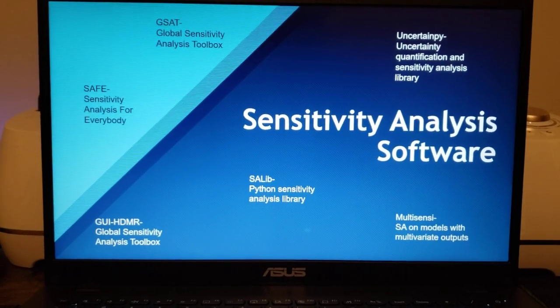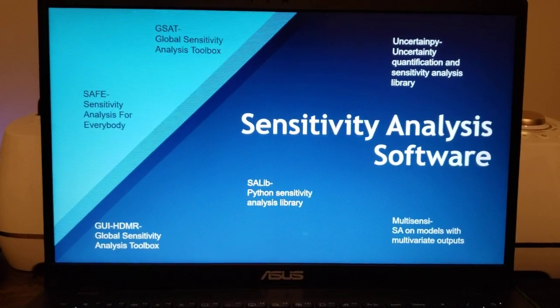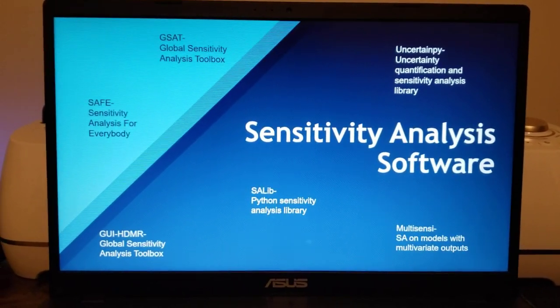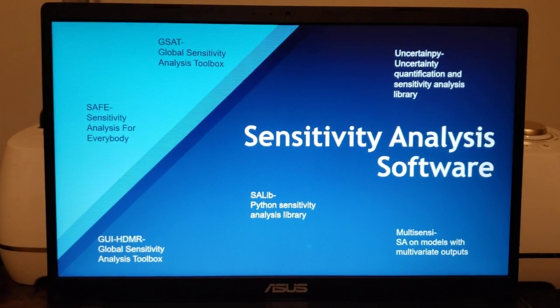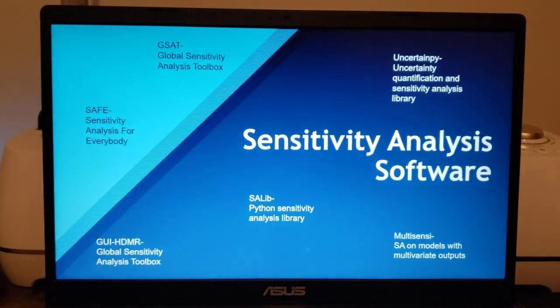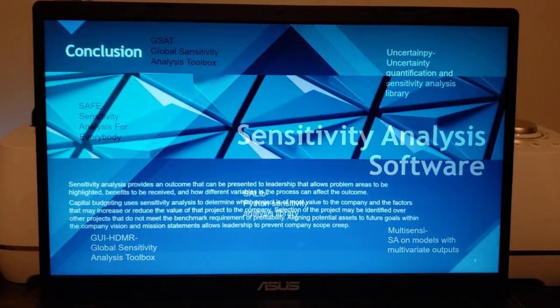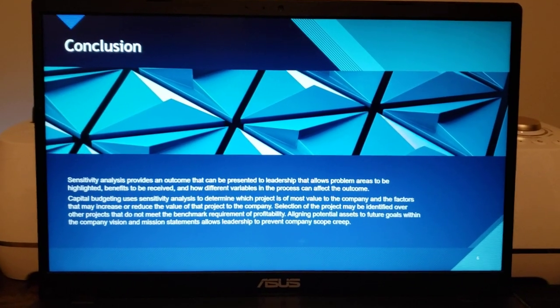These are some of the sensitivity analysis softwares that are out there. These are all university provided, and it can be over multiple different platforms, like Python is illustrated right here.